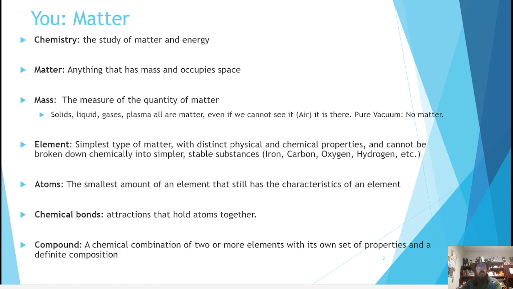Now, how do we hold elements together? Those are going to be through chemical bonds. It's an electrostatic attraction created by the subatomic particles in there that holds these atoms within close proximity of each other. And when we combine two or more elements together, we form what's known as a compound. Each compound has its own unique set of properties and its own unique definite composition.